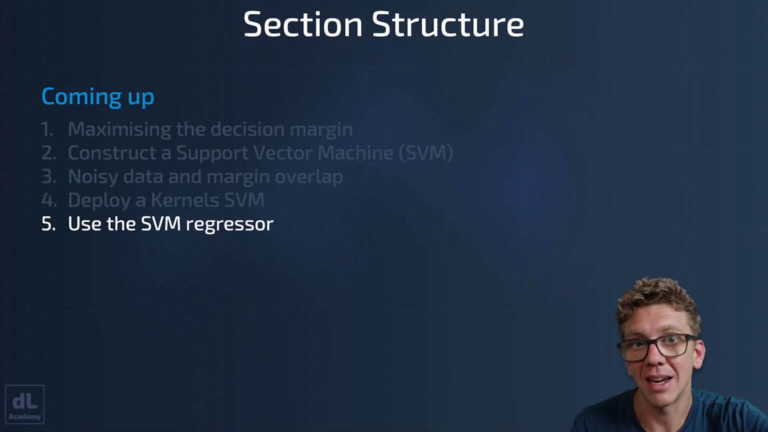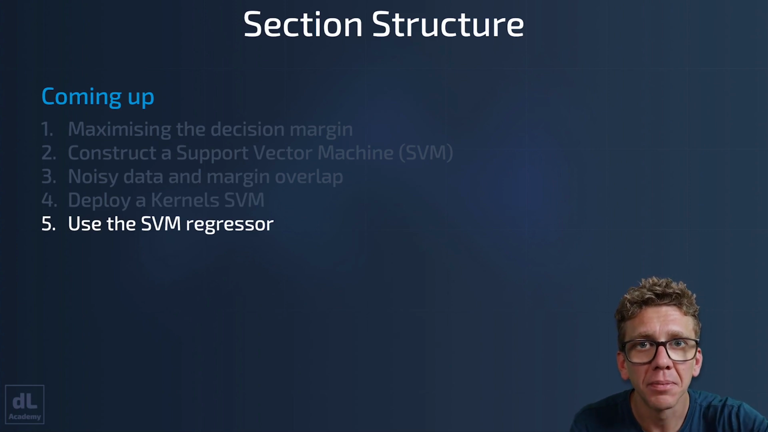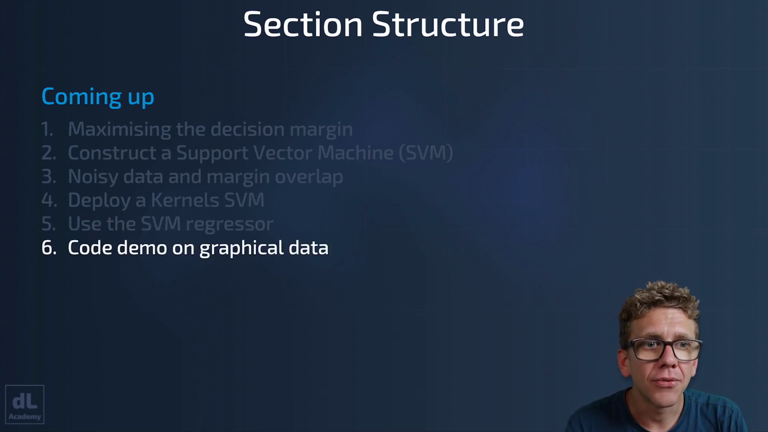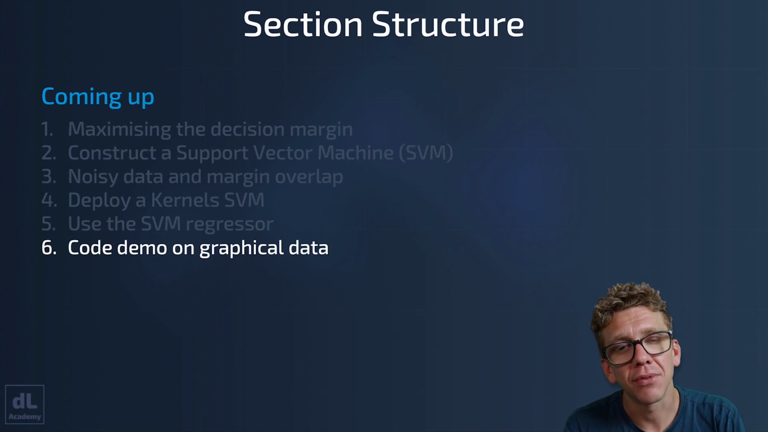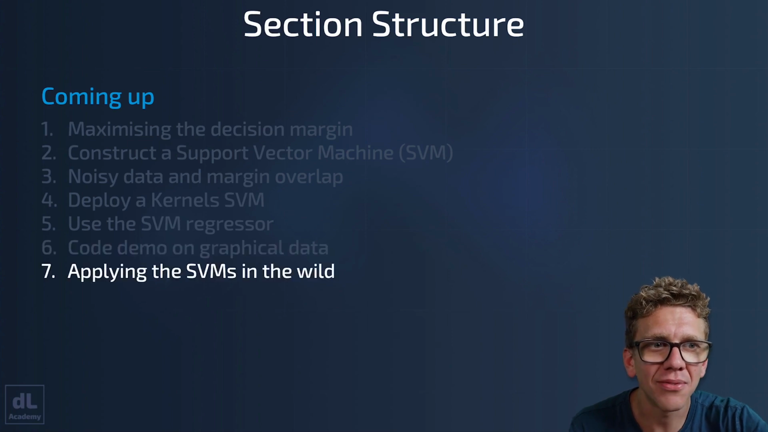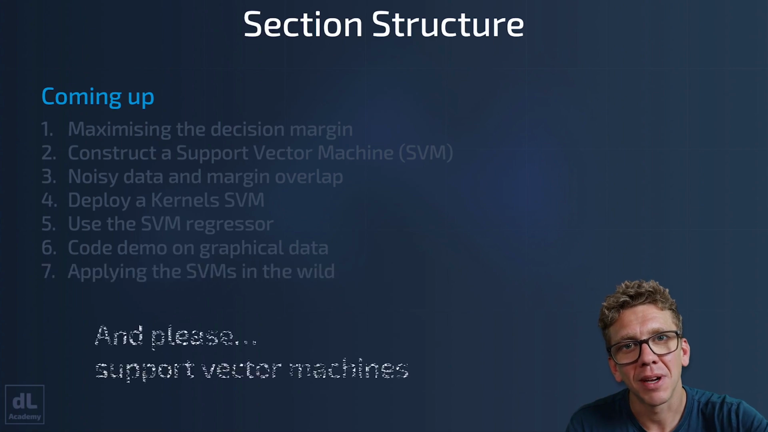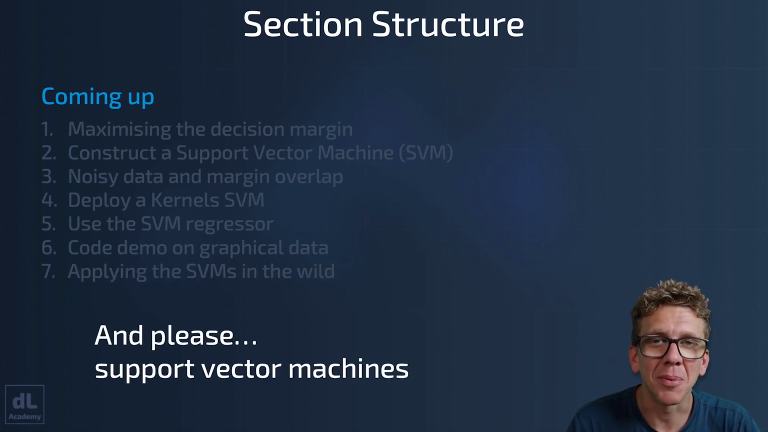And then finally, if you have a regression problem, we'll extend the method for regression. And then, of course, we'll go through different code examples. We'll look through graphical code examples, as well as real-life data examples in the wild to see how a support vector machine can handle these just typical problems. So, I suppose all I've got to say now is please support vector machines.